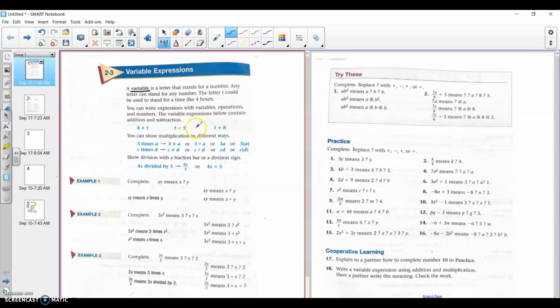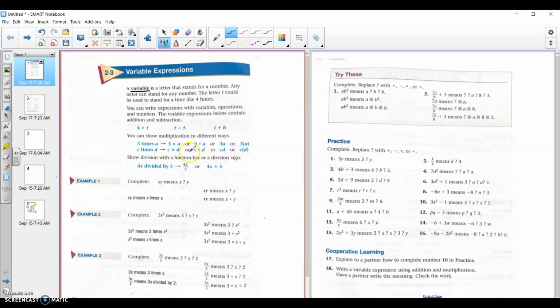You can show multiplication in different ways. 3 times a could be 3 times a with an x, or 3 times a with a dot, or 3 and a close together, that still means 3a, or you can use parentheses to separate. C times d, same way. You can use the x, the dot, put them close together, or separate them with parentheses.